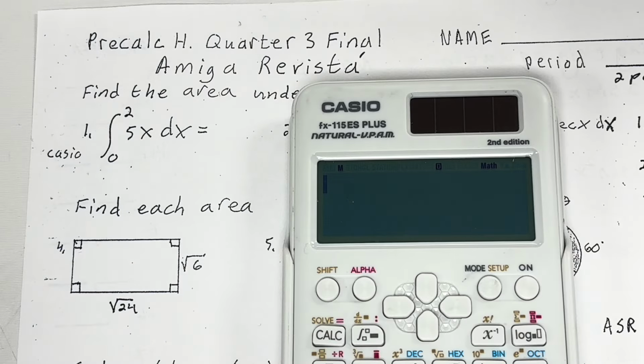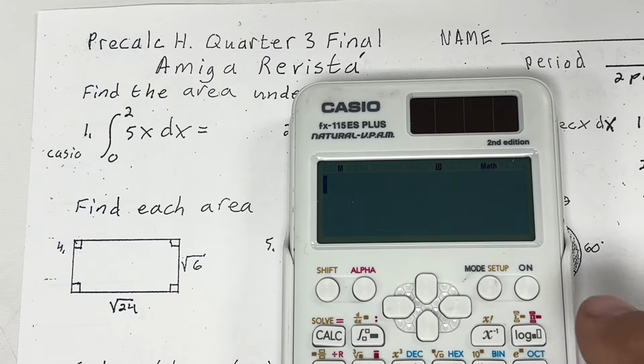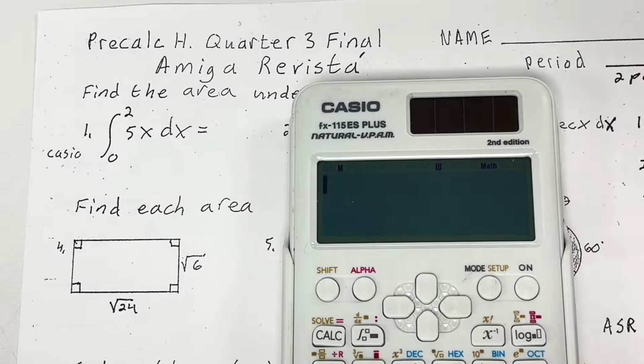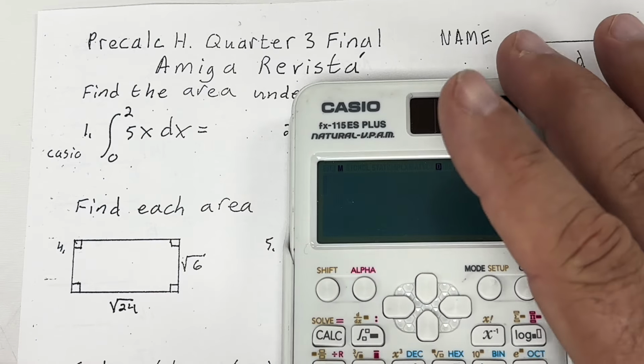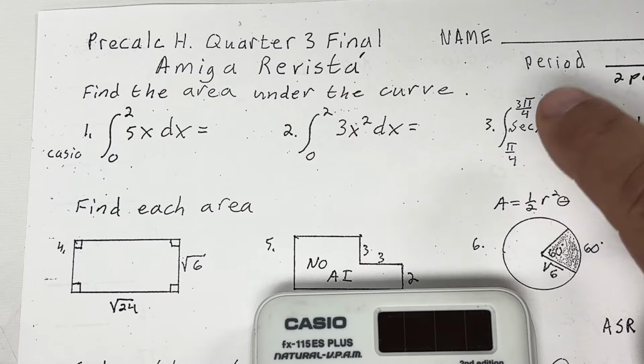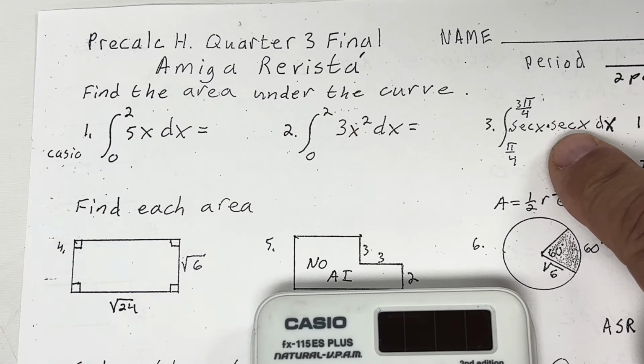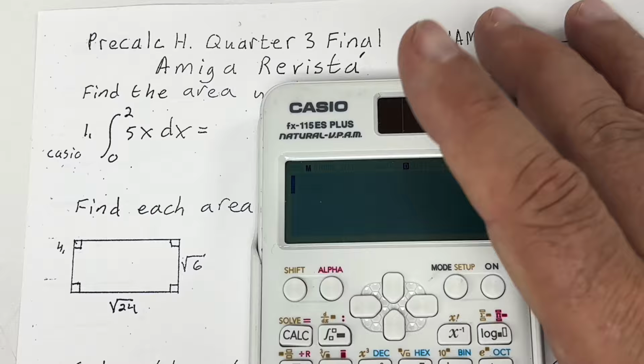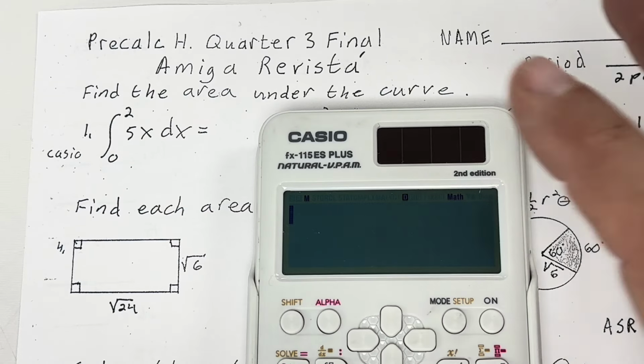Precalc Honors, quarter 3, final review. Number 1, we're going to use the tech. We're going to hit the area button. We're going to turn it on, but first we're going to make sure we're in degree mode. This one here, we're going to use radians, but we're going to use the chart. So we'll keep it in degree mode for the whole test.